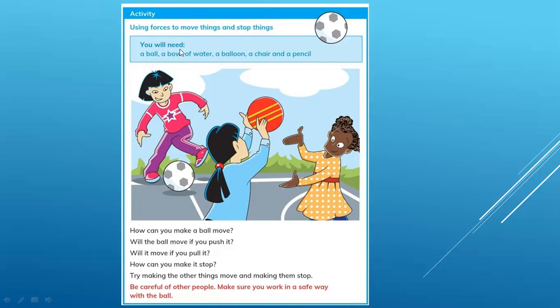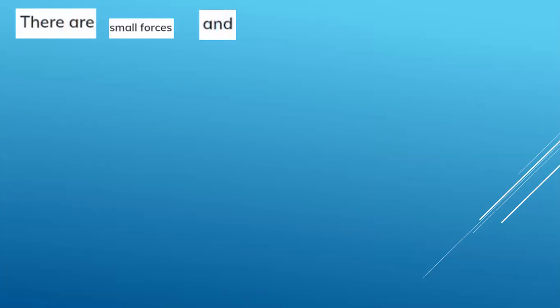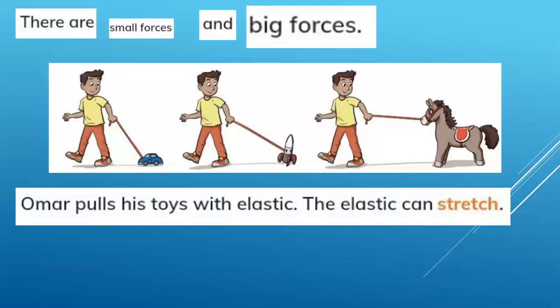A ball, a bowl of water, a balloon, a chair, or a pencil. How can you make a ball move? The ball will move if you push it. So what you are going to do, you are going to use these things. You are going to push the ball with the help of a pencil, and you can stop the ball by putting it in the bowl. So there are small forces and there are big forces.